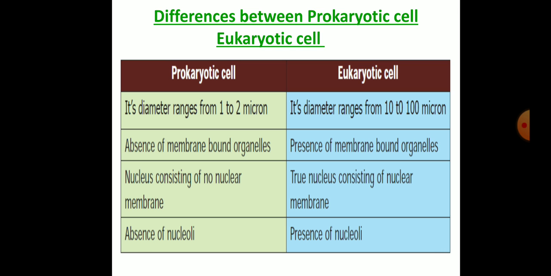Differences between prokaryotic cell and eukaryotic cell. In prokaryotic cell, its diameter ranges from 1 to 2 micron, whereas in eukaryotic cell, its diameter ranges from 10 to 100 micron. In prokaryotic cell, there is absence of membrane-bound organelles, and in eukaryotic cells, there is a presence of membrane-bound organelles. Under prokaryotic cell, nucleus consists of no nuclear membrane. Under eukaryotic cell, the nucleus consists of nuclear membrane. Whereas in prokaryotic cell, there is absence of nucleoli. Under eukaryotic cells, there is a presence of nucleoli.